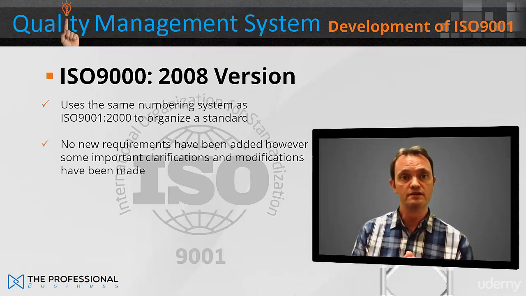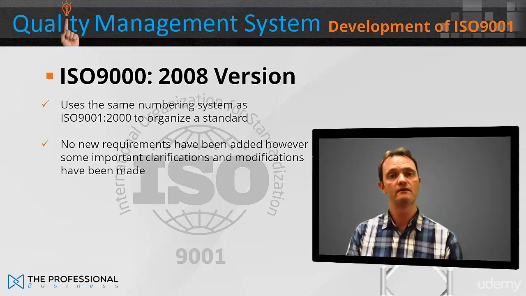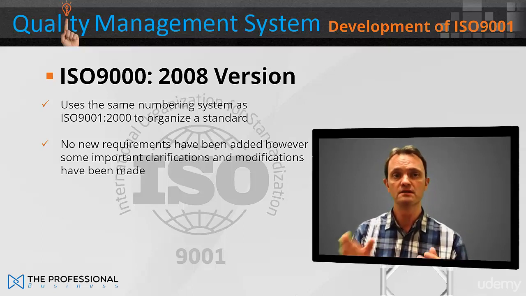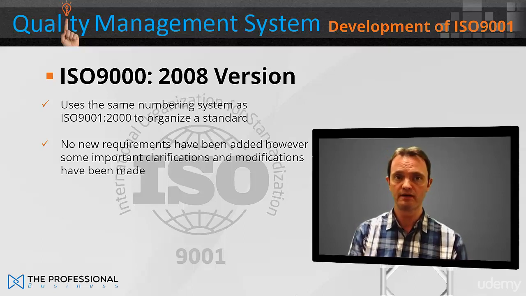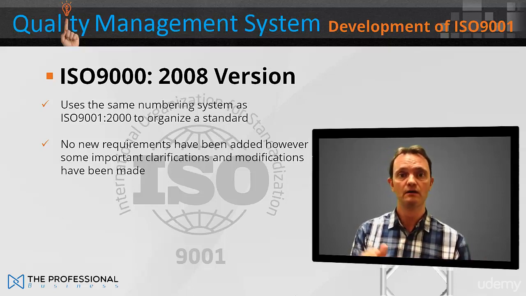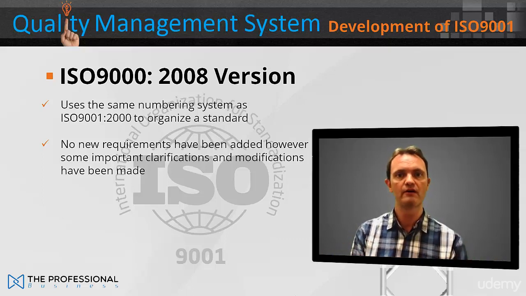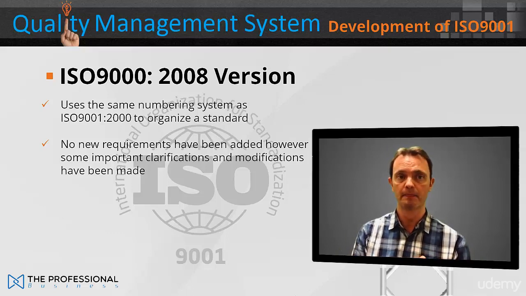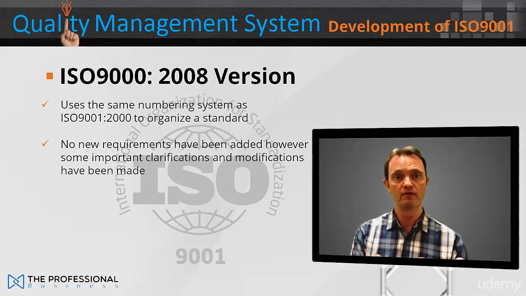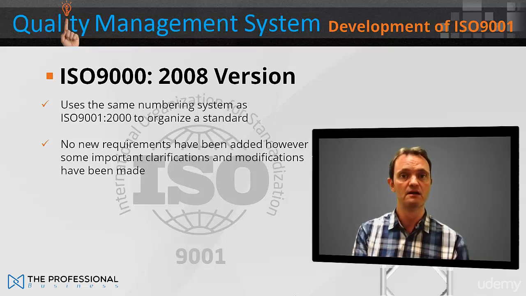The ISO 9000-2008 revision was published on 15th November 2008 and uses the same numbering system as the previous ISO 9001-2000 version. As a result, the new ISO 9001-2008 version looks very much like the old standard. No new requirements have been added, however some important clarifications and modifications have been made. As with the release of previous versions, organisations registered to ISO 9001-2000 were given a period of transition so that the ISO 9001-2008 standards can be met.